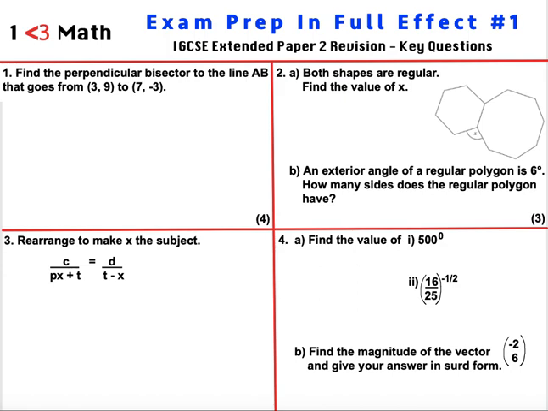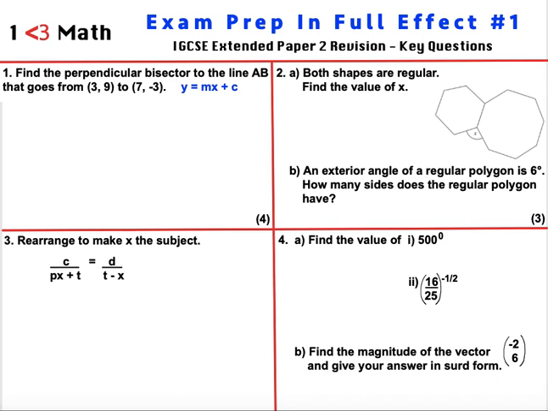So question 1 asks us to find the perpendicular bisector to the line AB that goes from (3, 9) to (7, -3). So what we need to do is look at the gradient of the line AB first of all. Now all linear graphs are written in the form y equals mx plus c, where m is the gradient, that's how steep the line is, and c is the intercept where it cuts the y-axis. So we only need to find the gradient of the line AB.